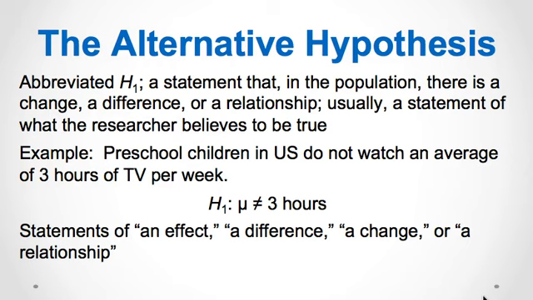Back to our example for preschool children, the alternative hypothesis in words is preschool children in the U.S. do not watch an average of 3 hours of TV per week. The alternative hypothesis in symbols is H1 mu not equal to 3 hours.